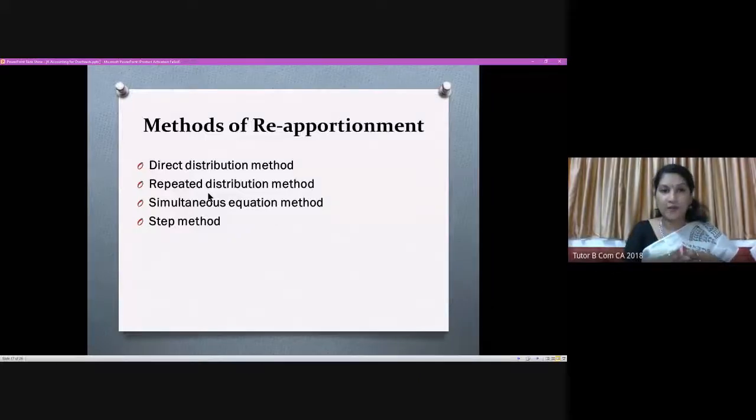Our overhead accounting parts include collection, classification, allocation, apportionment, and reapportionment. Reapportionment is the stage where we are reapportioning the expenses of service department to the production department, right? There are different methods of doing so. Today in our class, we are going to discuss the repeated distribution method.